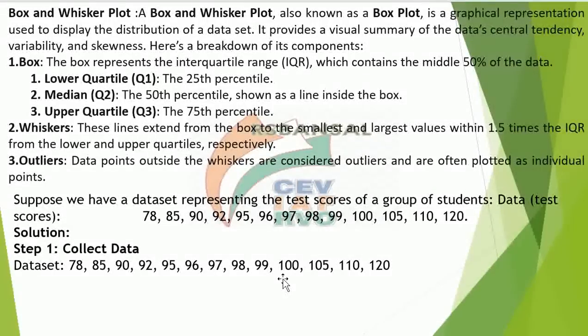Next type is box and whisker plot. In this case, one thing you have to deal with is median. As of now, we have not discussed median, so we will deal with this box and whisker plot after we discuss this part, median.